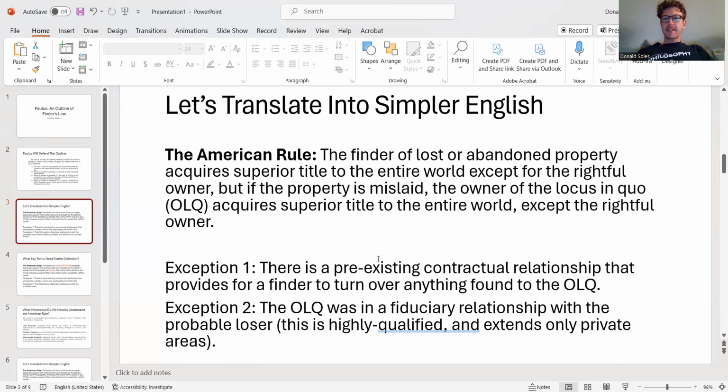Now, the second kind of exception that applies in this case is going to be the existence of a fiduciary relationship. So exception 2 is that the owner of the locus in quo was in a fiduciary relationship with the probable loser.